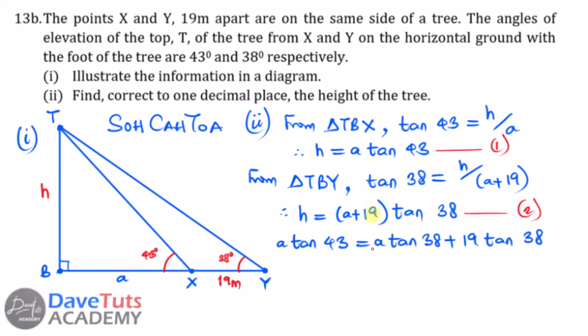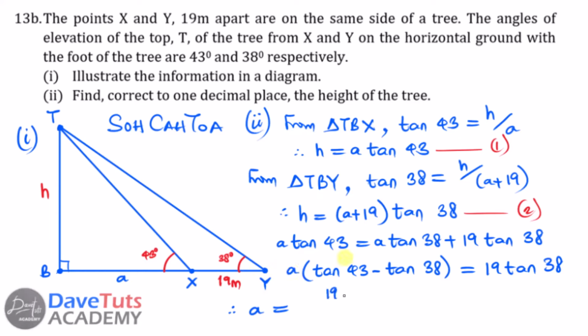Here I can choose to collect like terms, a on one side, the other on the other side. If I bring a tan 38 to the other side, a is common to both, so I will have a into (tan 43 minus tan 38) equal to 19 tan 38 remaining. So a is nothing but 19 tan 38 over tan 43 minus tan 38. Student, if you are confused with what I just did, you can get your hands dirty and work it out. You see that this is eventually what you are going to get also.